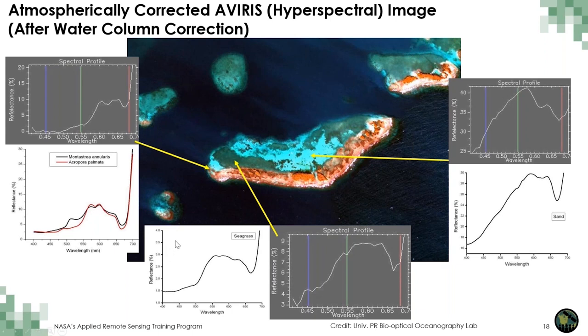Other differences, such as those associated with the smoothness of the curves, are also associated with the bandwidth differences between both sensors. Remember that for AVIRIS, each band is 10 nanometers, versus for the GER 1500, it's about 1.5 nanometers, so the GER has a smoother curve. But in general, many spectral features are maintained, as you can see here in these different graphs.